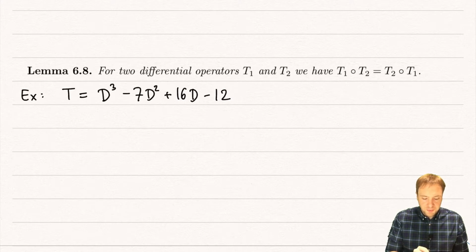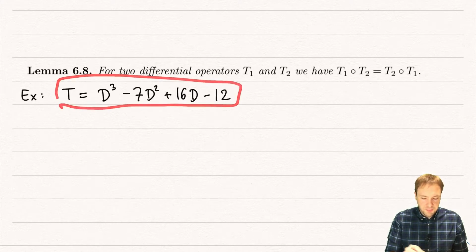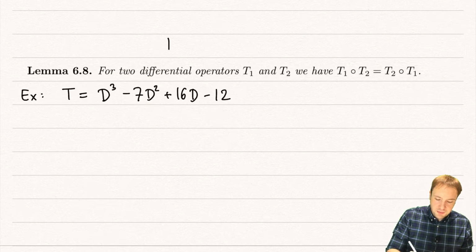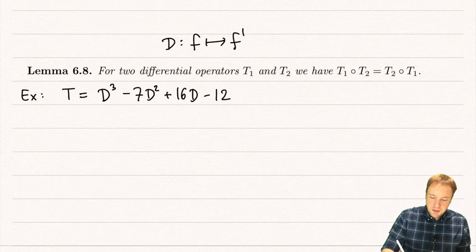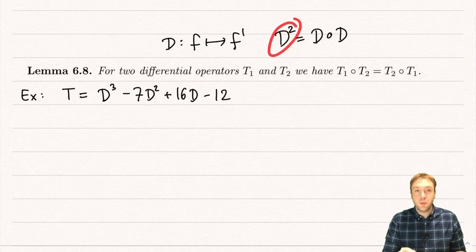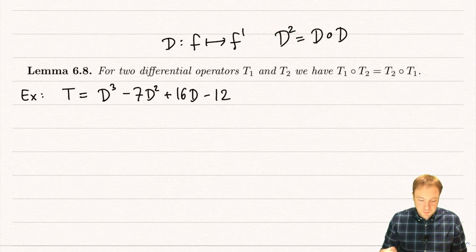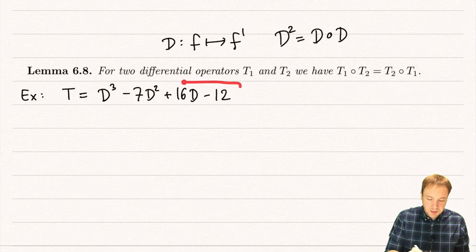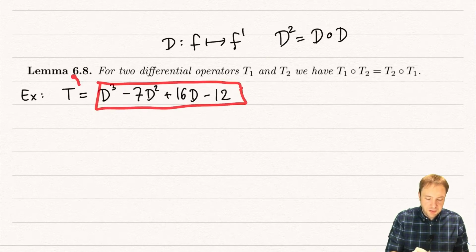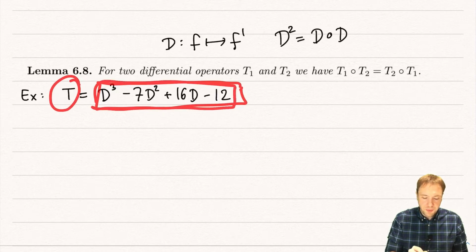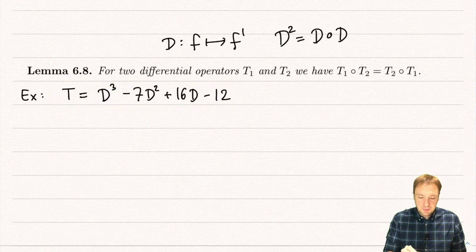So, for example, consider this differential operator here. Recall this d was a function which just sends f to its derivative. And d squared, for example, just means that we apply d twice. So in other words, d squared sends f to its second derivative, and d cubed sends f to its third derivative. So if we have a differential operator like this, any differential operator can be written as a sum of powers of these d's.